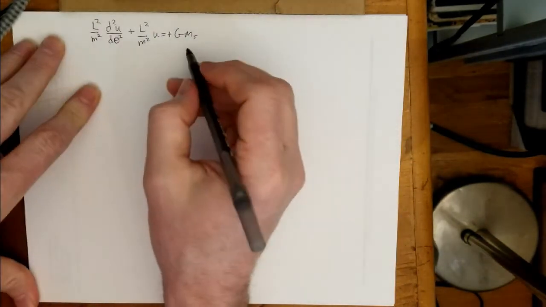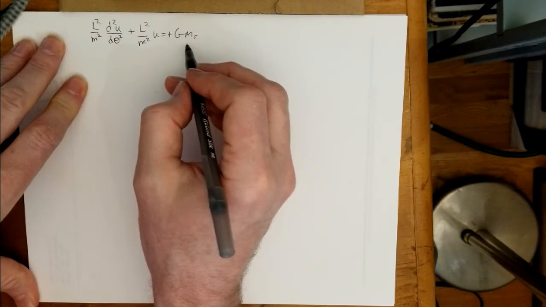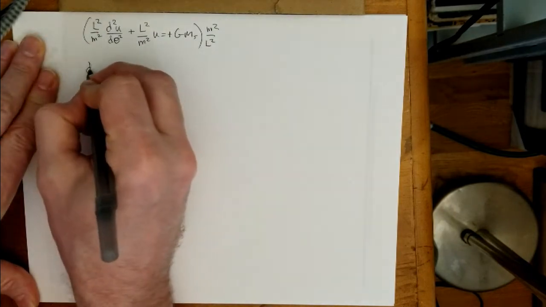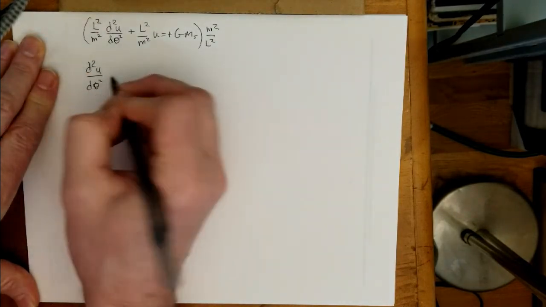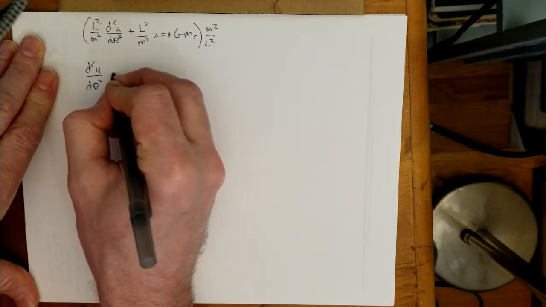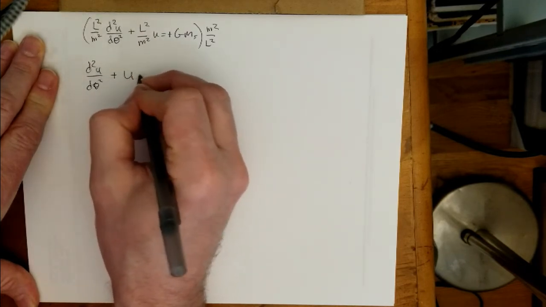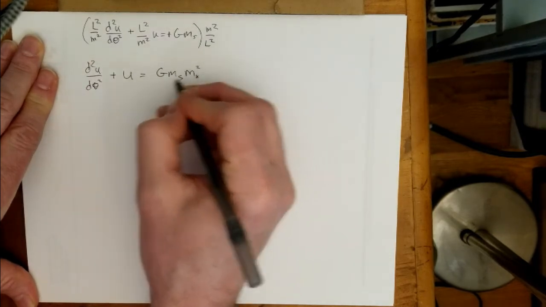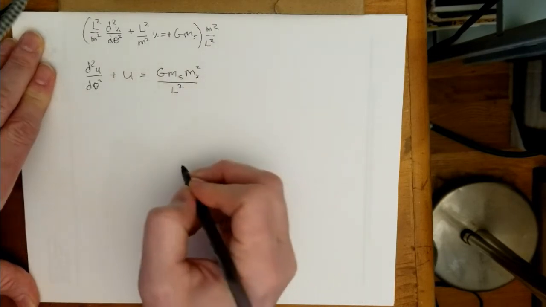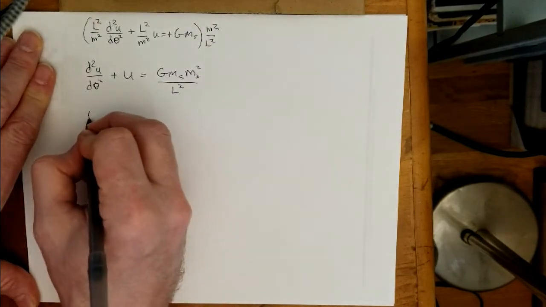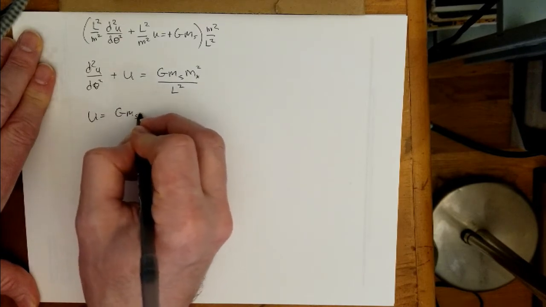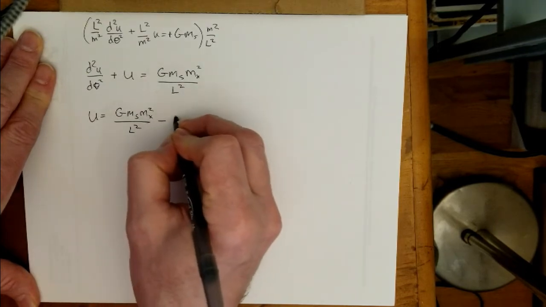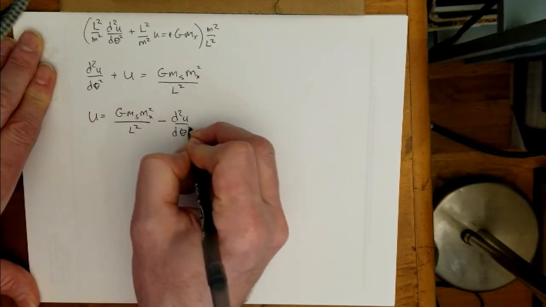I'm going to isolate u, and so I'm going to multiply by m squared over L squared. So I'm left with the second derivative of u with respect to theta plus u equals G times mass of sun times mass of planet X, or whatever's orbiting, over L squared. We can write it slightly differently. u is equal to G mass of sun times mass of X planet, whatever we're calling it, over L squared, minus the second derivative of u with respect to theta.